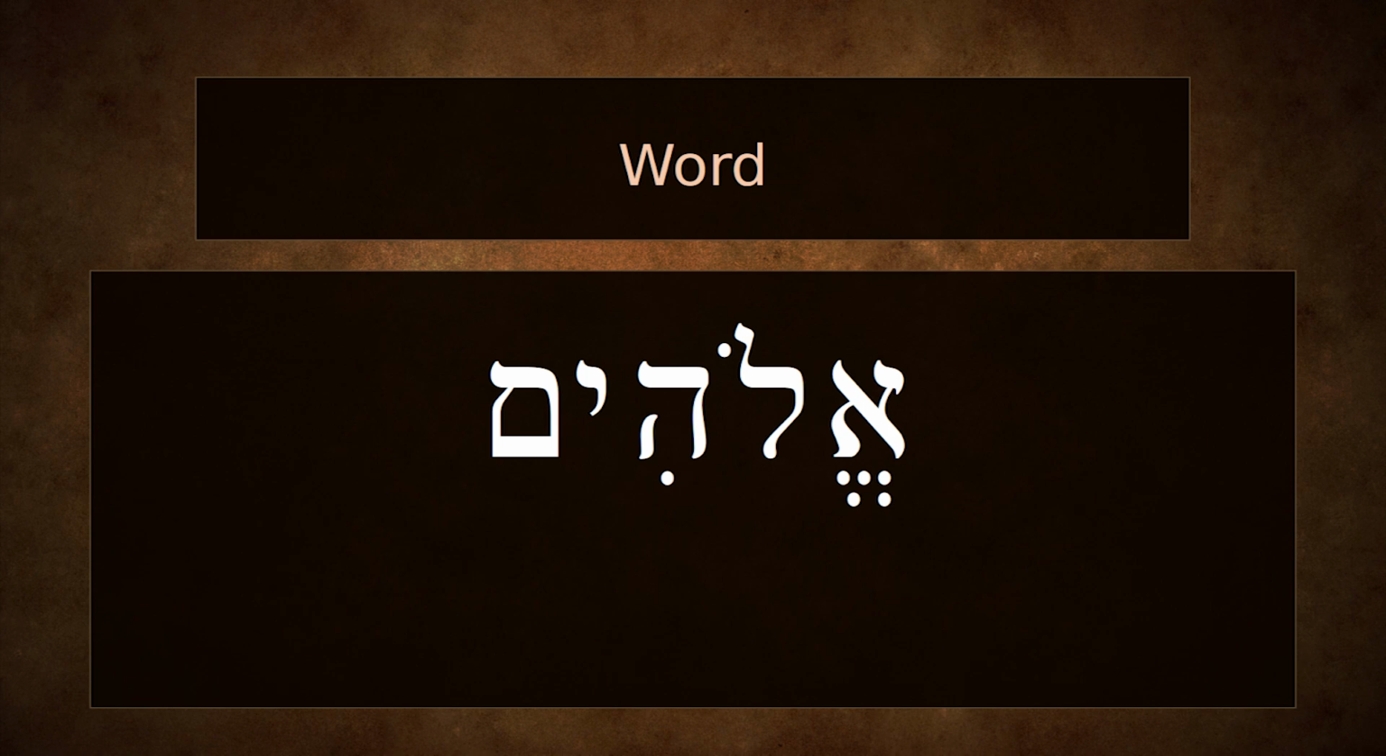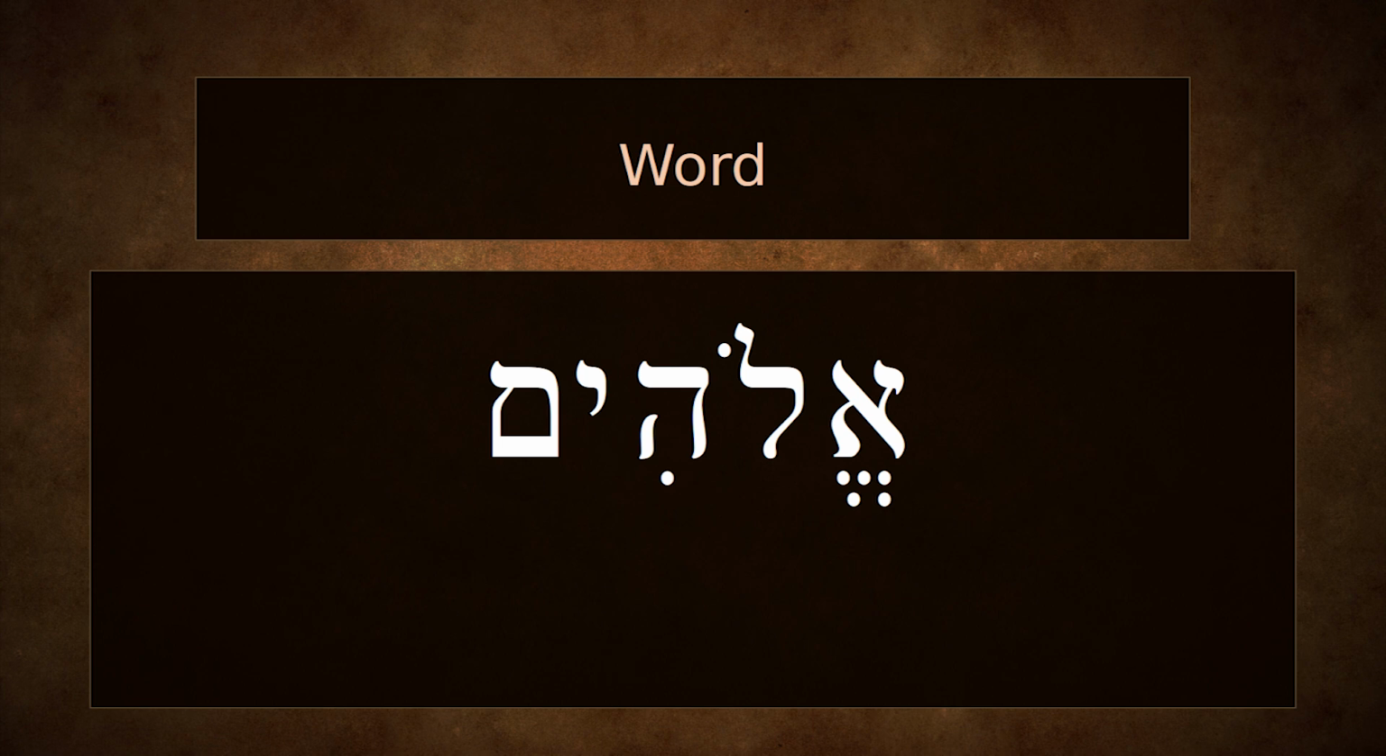This is our longest word yet, so to pronounce it, let's break it down 1 syllable at a time. First, we have an aleph, which is silent, and then a Khattaf segol, which makes eh. So our first syllable is eh. Next, we have a lamed, which makes l, and a cholam, which makes the sound o. So our second syllable is lo.